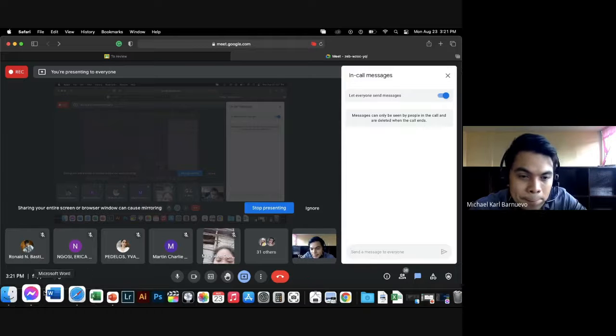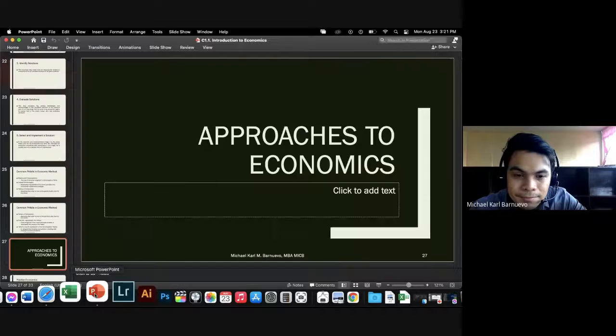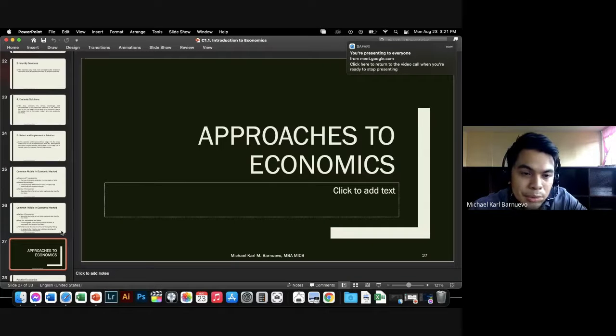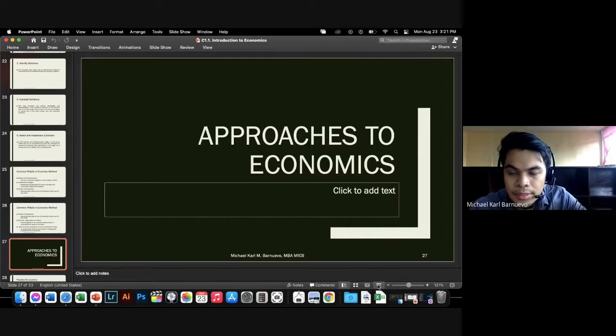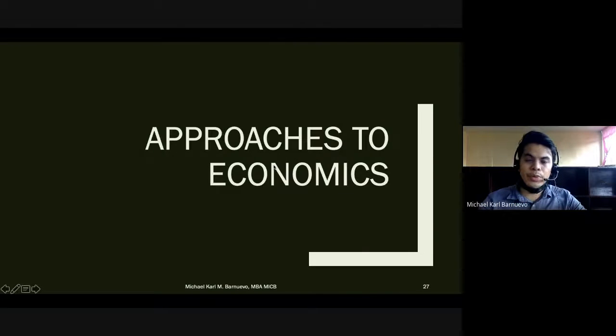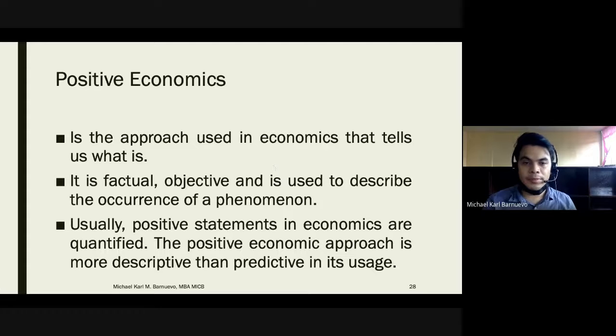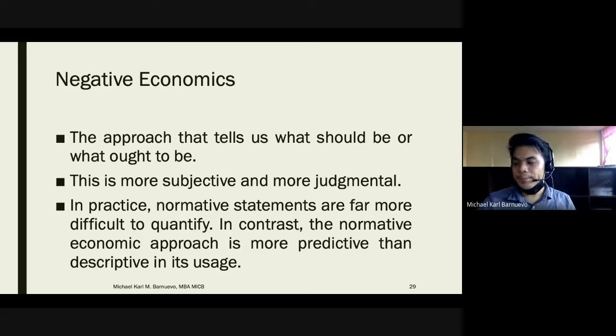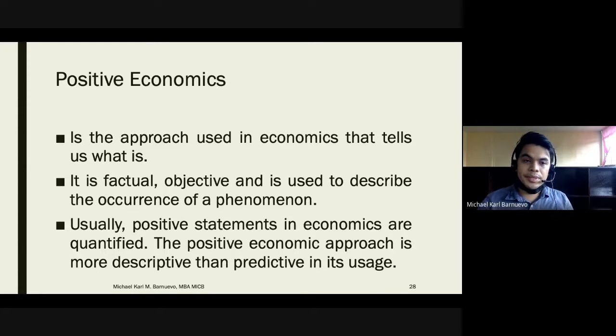Anyway. Alright. Let's continue to the approaches to economics. We have two: positive economics and negative economics. So let's try to differentiate. Positive economics is the approach used that tells us what is. This is the current, the present situation of the economy.